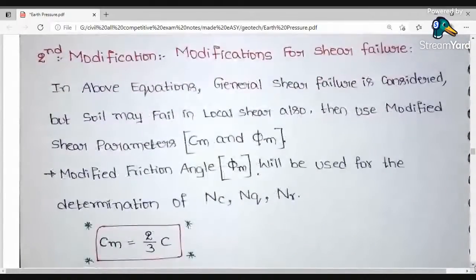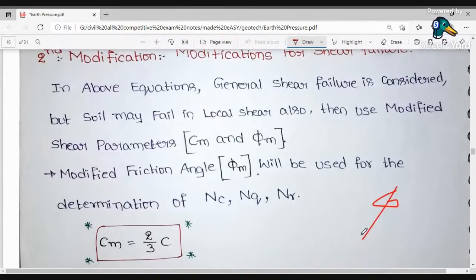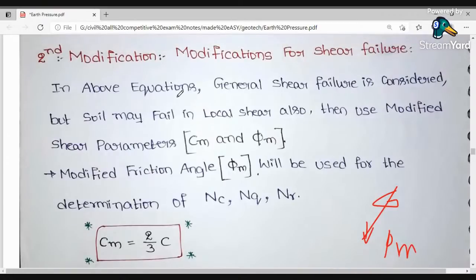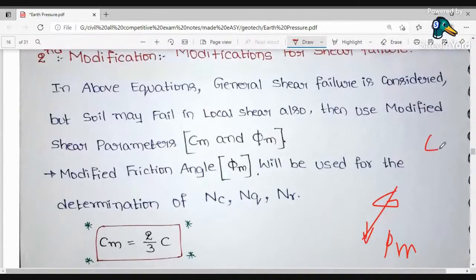Okay, so we have another modification for shear failure. Sometimes the values can be mobilized for shear failures. We are not directly taking the value of phi. Sometimes we mobilize the phi value as phi m. In the above equation, general shear failure is considered, but soil may fail in local shear. So to consider the local shear effect, we may consider the modified shear parameters, not the exact soil parameters. We are considering the cohesion value as cm, and the internal angle of friction as phi m.